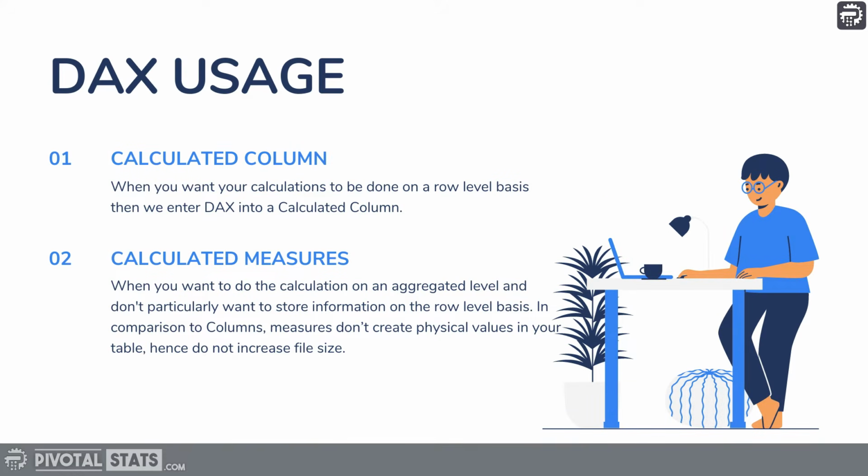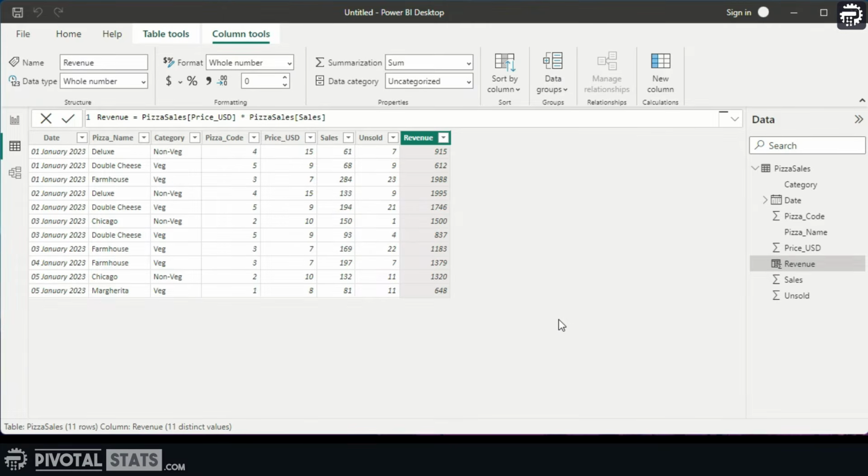Now, coming to the second place where we can use DAX: calculated measures. When you want to do a calculation on an aggregated level and don't particularly want to store information on a row level basis, that is when you want to use calculated measures. In comparison to calculated columns, measures don't create physical values in your table, hence do not increase the file size. So that is an important point to note.